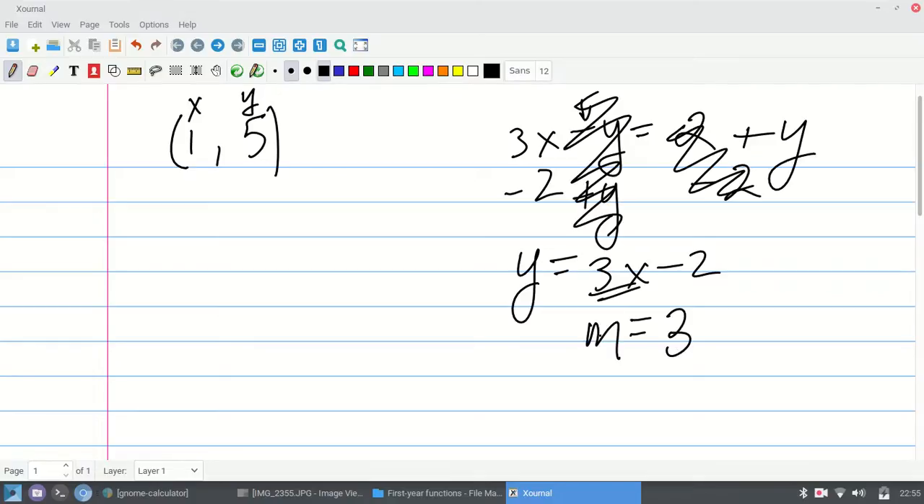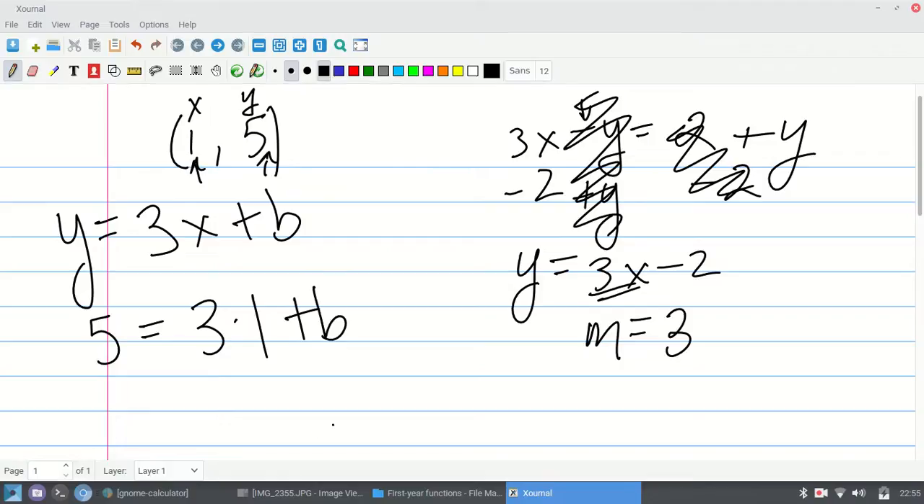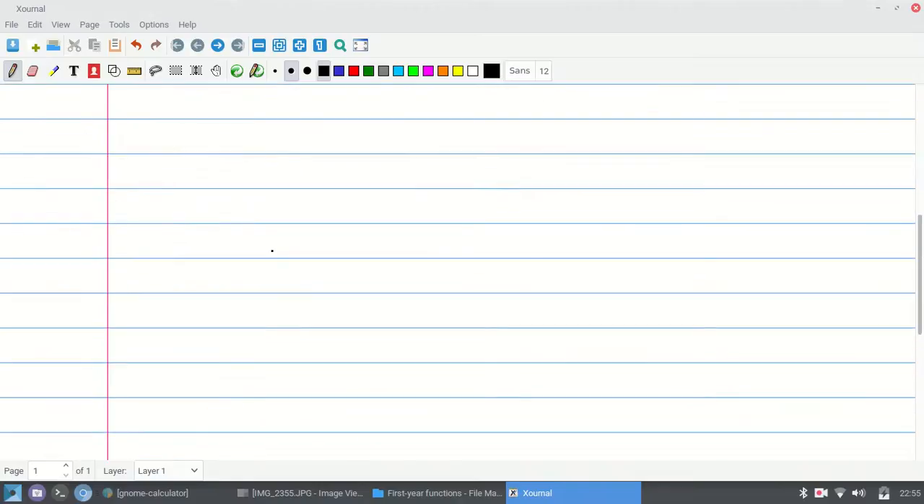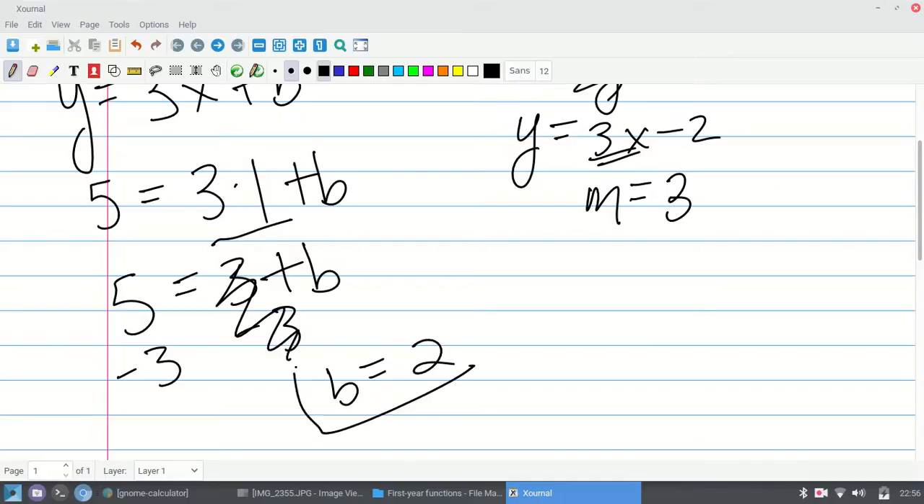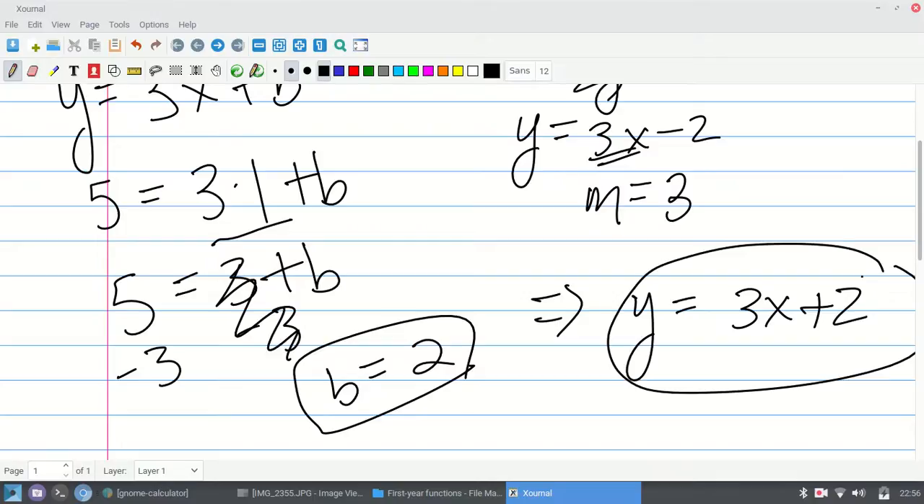M equals 3. So I do what I did before, right? y equals 3x plus b, and I've got to find what b is using this as my x and this as my y. So 5 equals 3 times 1 plus b. 3 times 1 is 3. So to solve for b, I get 5 equals 3 plus b. If I take away 3 from both sides, I get b equals 2. And so my equation is y equals 3x plus 2. Done. All right? So that's that.